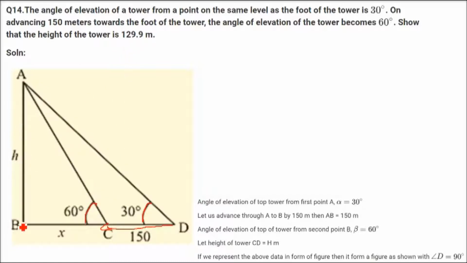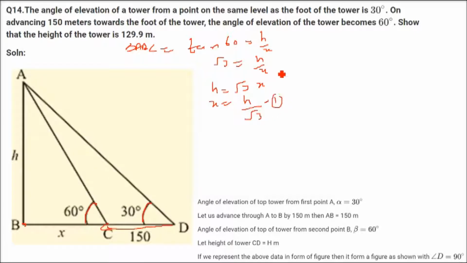So this H has to be shown as 129.9. First we'll take triangle ABC. So when we take triangle ABC, what do we get? Tan 60 is H by X. So tan 60 is root 3, so H is root 3 x. But we have to eliminate this x. Why? Because we need to find out the height, which has to be 129.9. So x has to be written as h by root 3. This is our first equation. We'll use it somewhere in the next equation.